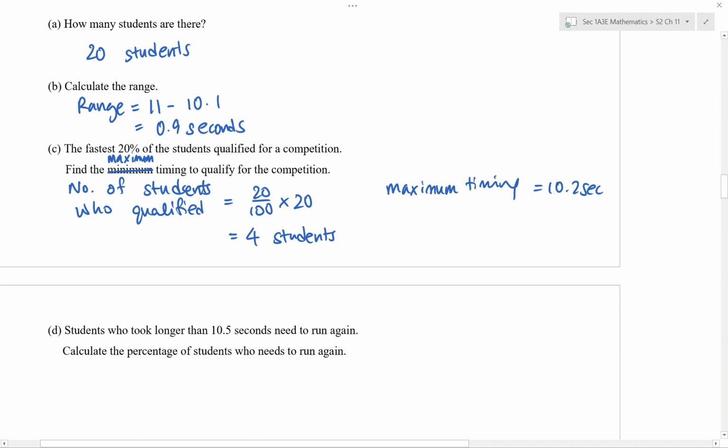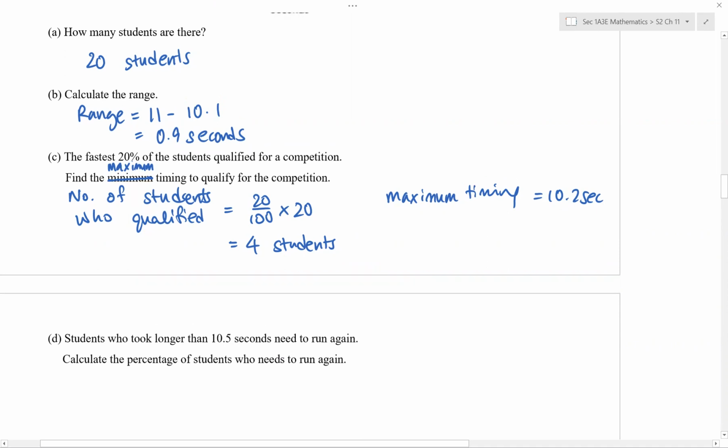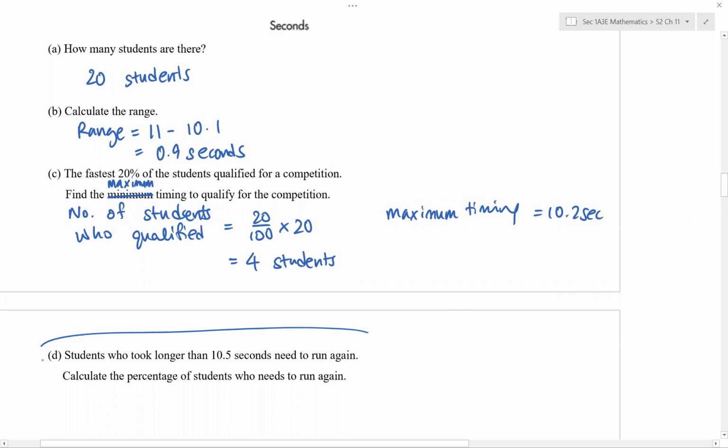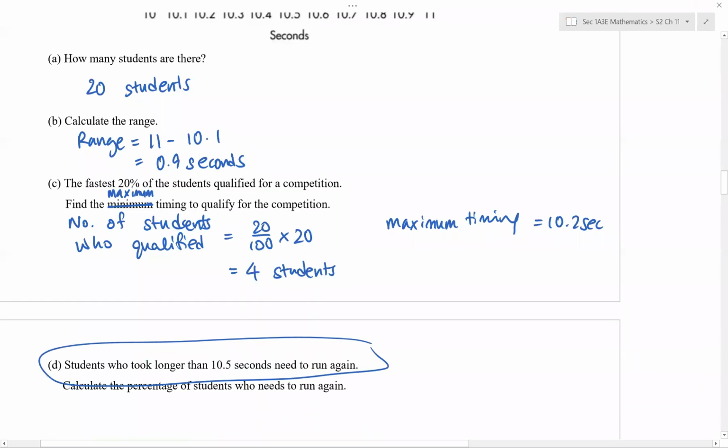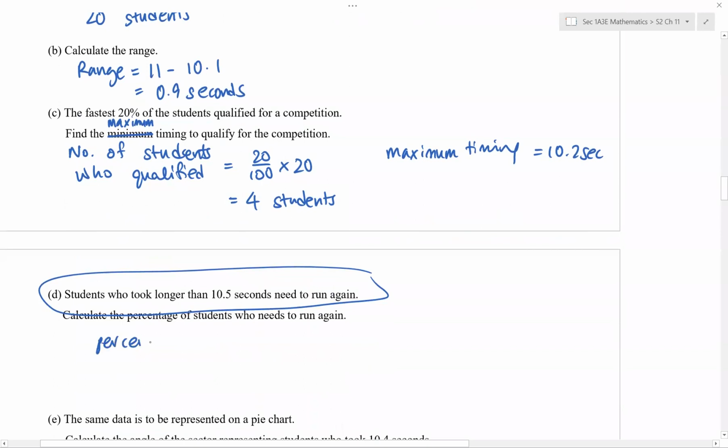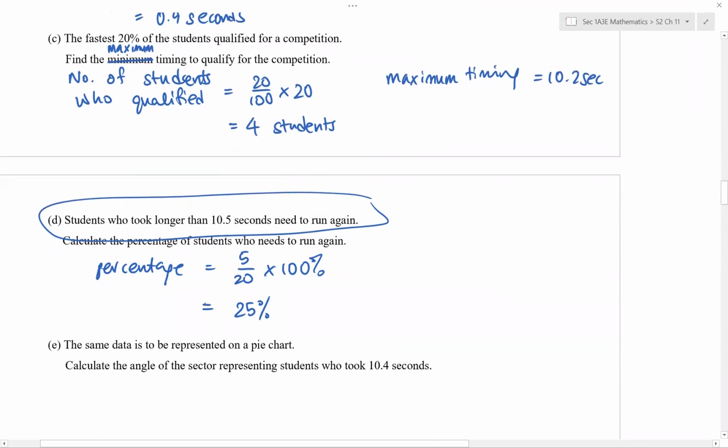So what's the percentage of the students who need to run again? We need to find the number of students who belong in this category, longer than 10.5 seconds. So 10.5 seconds is not counted. 10.5 is not more than 10.5. So look at 10.6 and above, we see that there are 5 students. So the percentage will be 5 students out of 20 times 100%. And that gives us 25%. So 1/4 of the students need to run again.